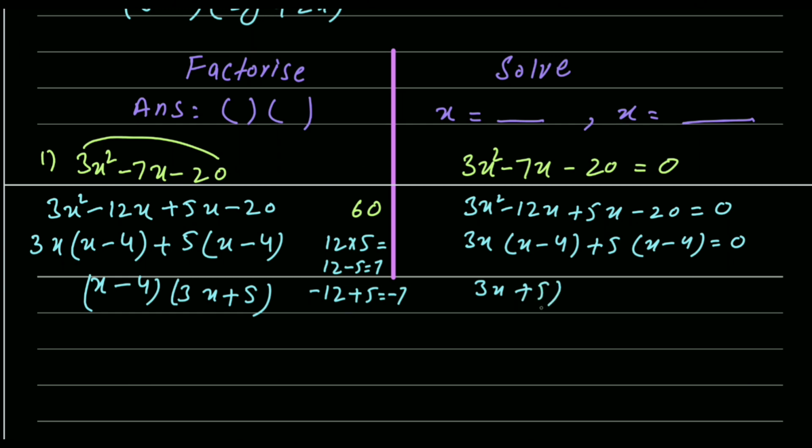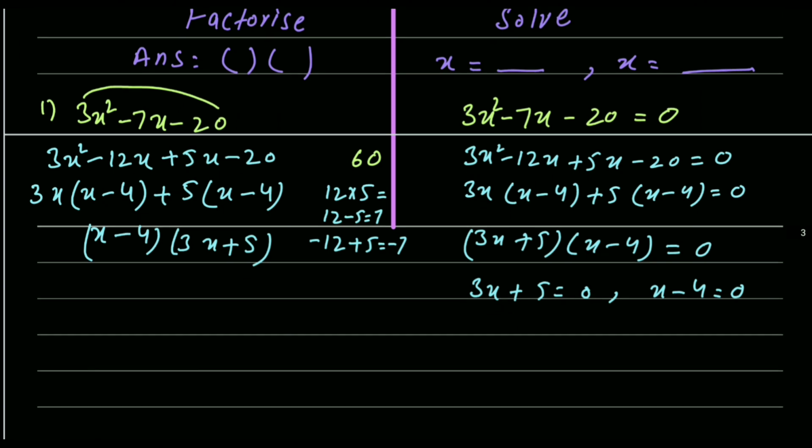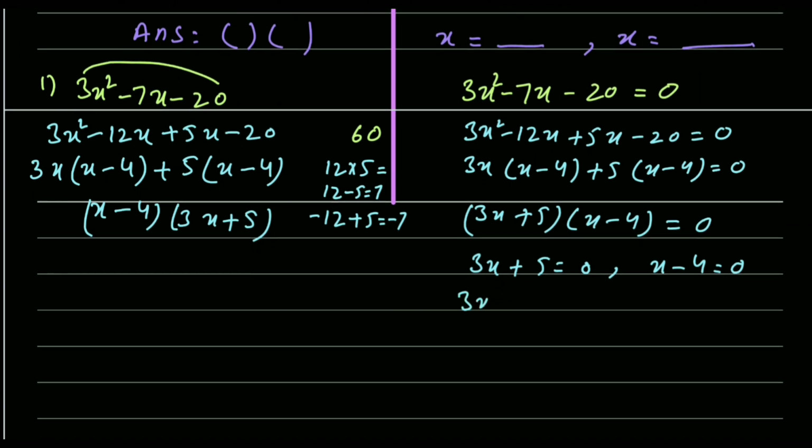3x plus 5 in one bracket, x minus 4 in the other bracket is equal to 0. So I will give you a concept here: if both brackets together are equal to 0, if this type of question comes, then you can write them separately. 3x plus 5 is equal to 0, x minus 4 is equal to 0. You can make two equations from it. Both brackets will be written separately with 0, and now you can find the values of x easily. 3x is equal to minus 5, x is equal to 4. So here x is equal to negative 5 over 3 and x is equal to 4.